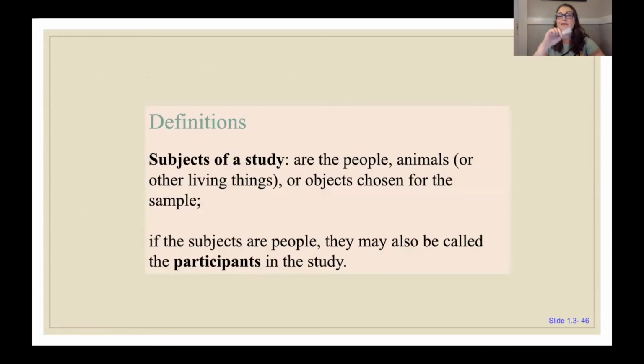So first off, the subjects of our study are the people, animals, other living things like plants, or objects that we've chosen for our sample. If the subjects are people, we also want to call them participants. So I would say my study had 12 participants, or if it was animals, there were like 15 subjects in our study of gerbils.